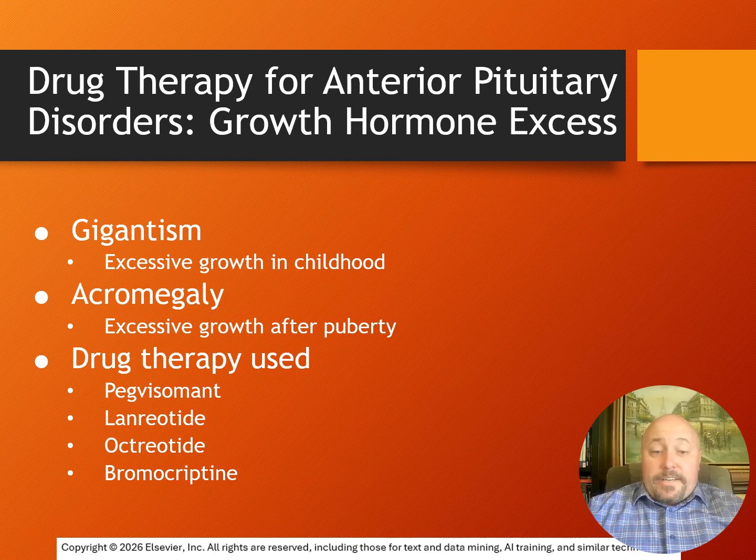Gigantism. This is a condition, just like it sounds, where excessive growth hormone is produced in childhood. It can also result in acromegaly, where there is excessive growth hormone after puberty. Some drugs used for this are going to be octreotide.